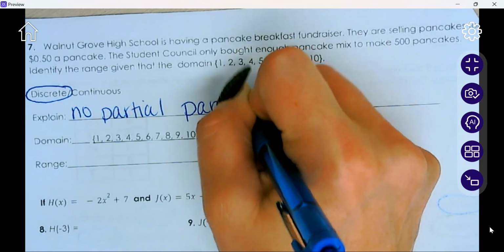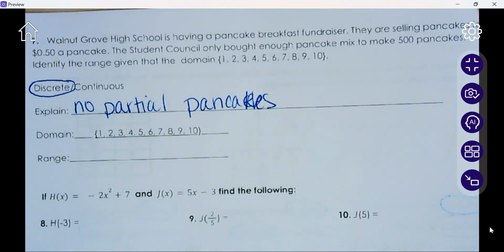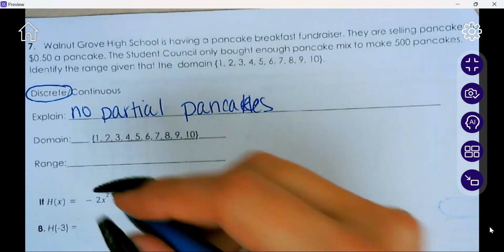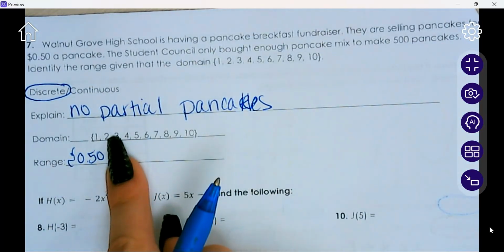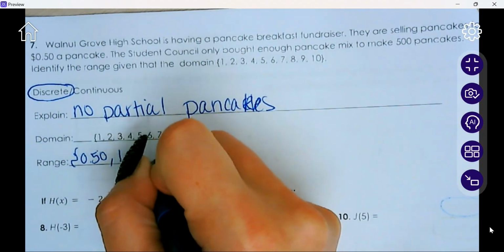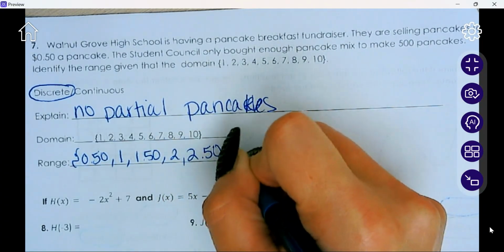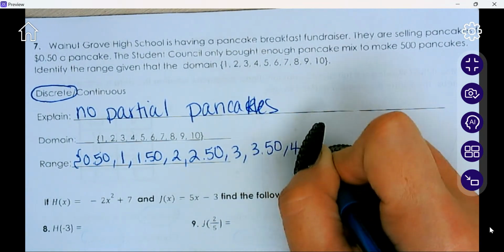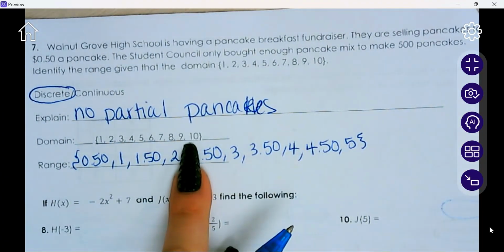Oh, I don't know how to spell pancakes. Okay. If each pancake costs 50 cents, then one pancake is 50 cents. If you have two pancakes that cost 50 cents each, that costs $1. So I'm just going to continue the pattern. And then we end up at 5 for the 10 pancakes. So 10 pancakes cost $5.